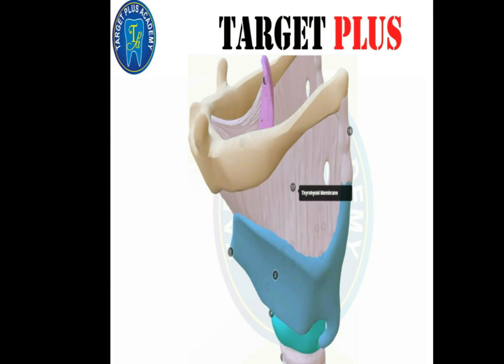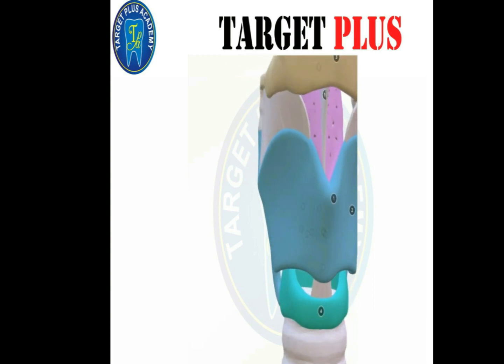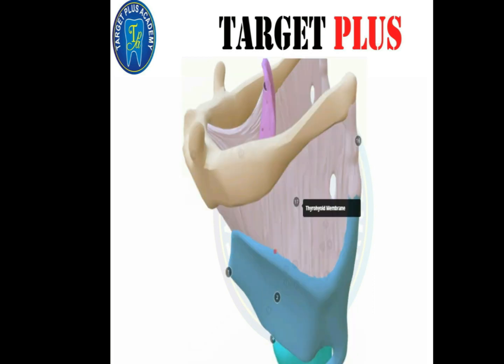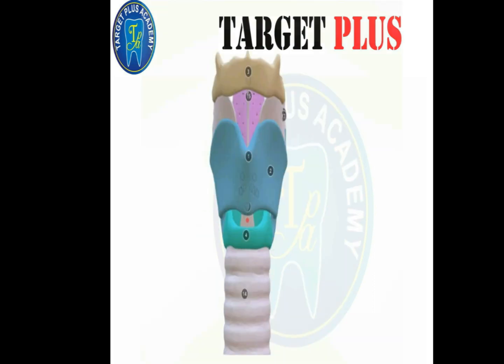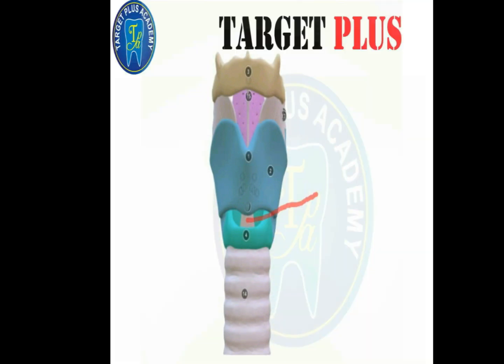Now there are superior and inferior cornu. The superior cornu is connected with the greater cornu of the hyoid bone by this lateral thyroid ligament. So this is the lateral thyroid ligament. It connects to the greater cornu of the hyoid bone. Whereas the inferior cornu articulates with the cricoid cartilage. So this lower one is the cricoid cartilage and this inferior cornu articulates with the cricoid cartilage to form the cricothyroid joint. So this is the cricothyroid joint.